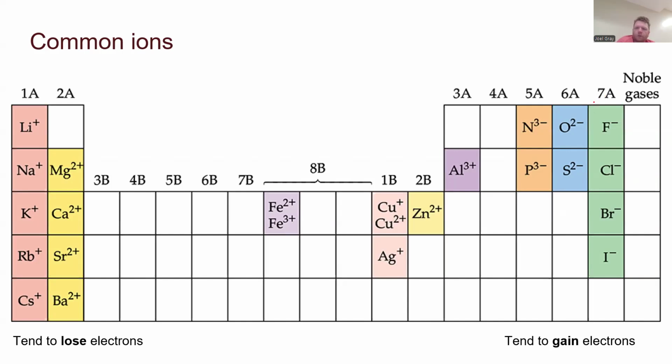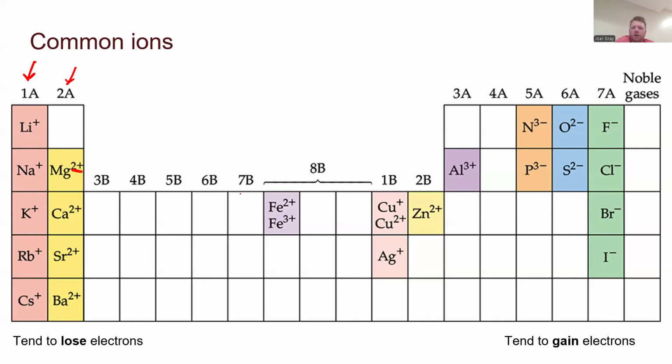But one thing that I want you to notice as a trend is that all your group 1 atoms like to form +1 ions. So they like to lose 1 electron. Group 2 atoms like to lose 2 electrons. So they form +2 ions.